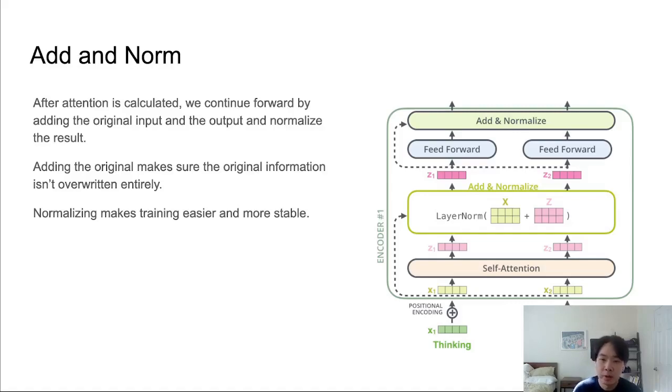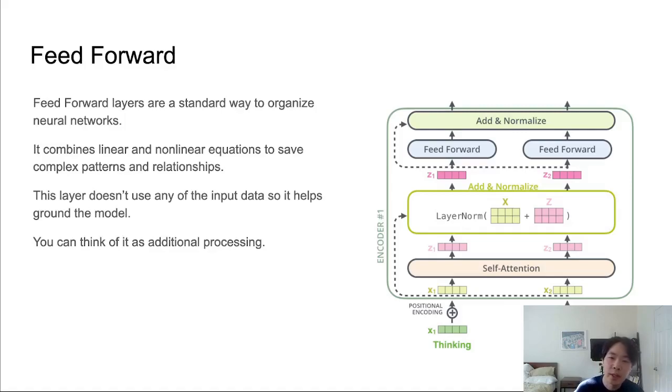It allows our model to keep track of the ground truth. And then normalizing makes training easier and more stable. Next, we have our feed forward layers, and these are standard ways to organize neural networks. It combines linear and nonlinear equations to save complex patterns and relationships. You can note that these layers don't use any of the input data, so it also helps ground the model. You can think of it as additional processing.